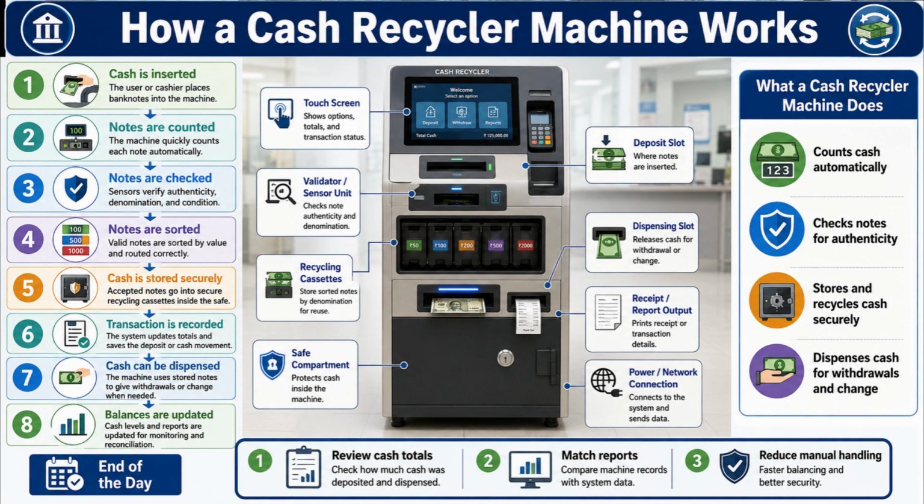Next, the transaction is recorded by the system. The machine updates the cash total, saves the deposit or cash movement details, and sends the data through the power or network connection. Then, when a customer needs a withdrawal or change, the cash recycler can dispense stored notes through the dispensing slot. This allows the same accepted cash to be reused safely for future transactions.